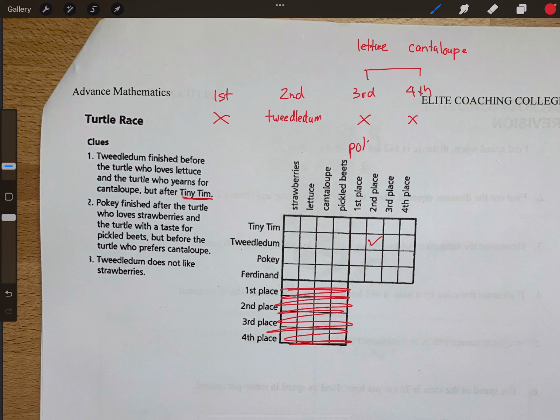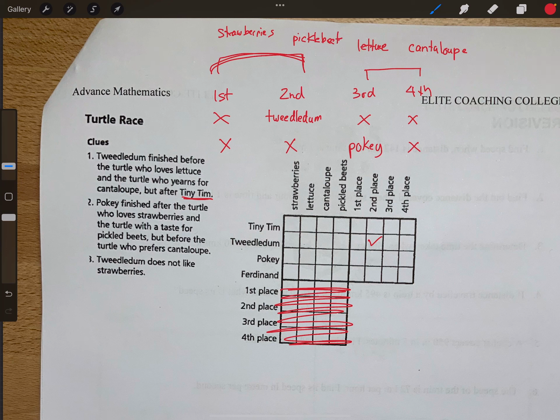Pokey. Because according to the question, 2 turtles are ahead of Pokey, but Pokey is ahead of this 1 other turtle. So Pokey must be in 3rd place. Okay. And it also says, let me see, Pokey finished after the turtle who loves strawberries. So that means that one of these, either the 1st or 2nd, loves strawberries. And what else? And the turtle with a taste for pickled beets. So one of them loves strawberries and the other one loves pickled beets. We don't know which one is which.